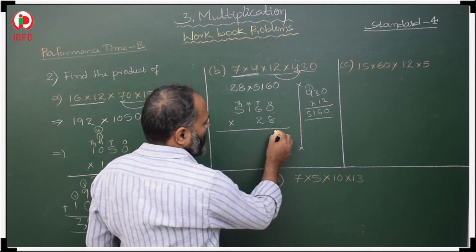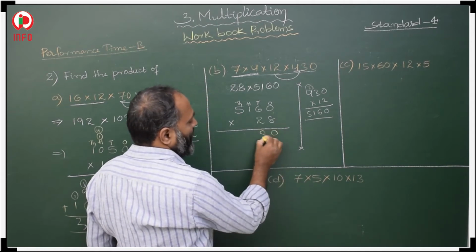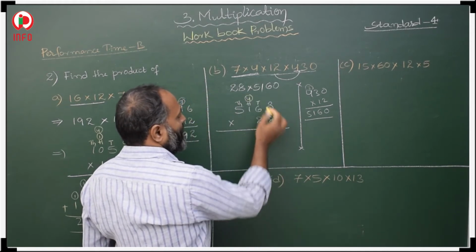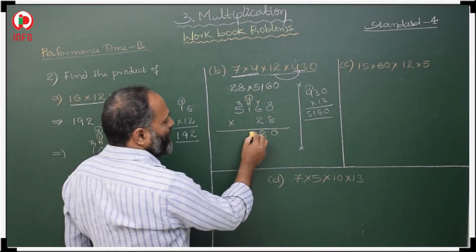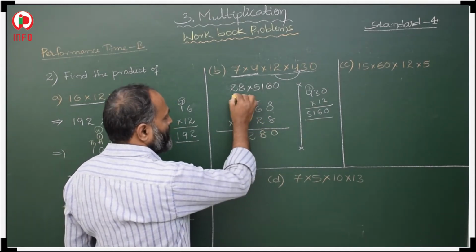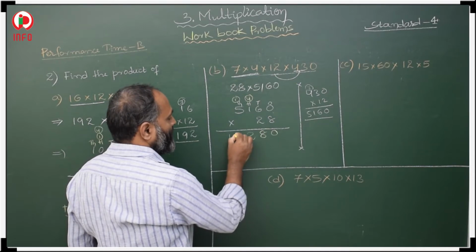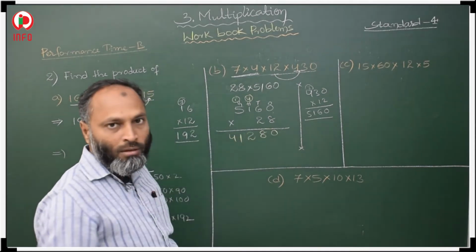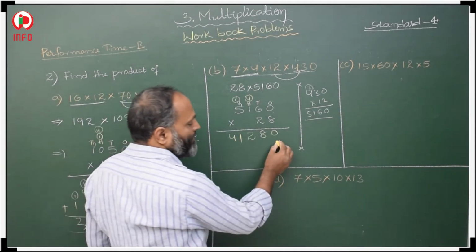8 zeros are 0, 8 6s are 48 and 4 here. 8 1s are 8 plus 4, 12 and 1. 8 5s are 40, 40 plus 1, 41. Next with 2. 2 means first we take 0.